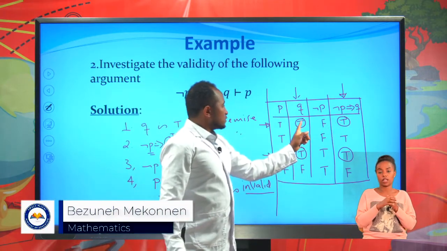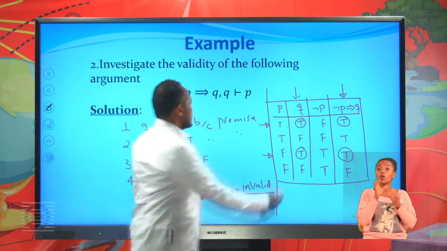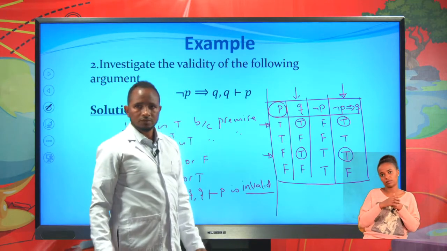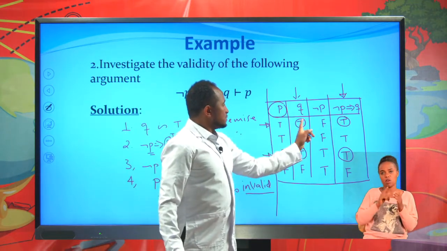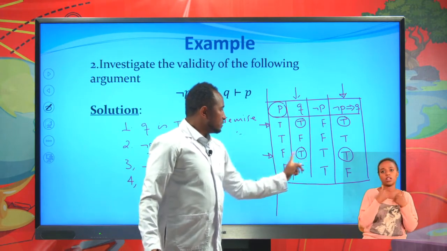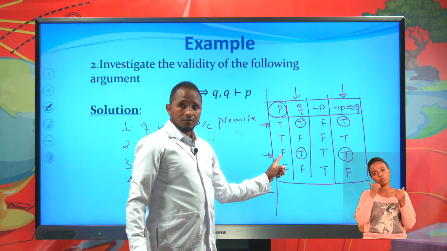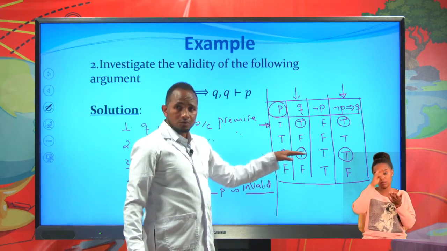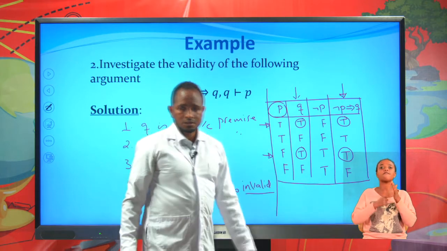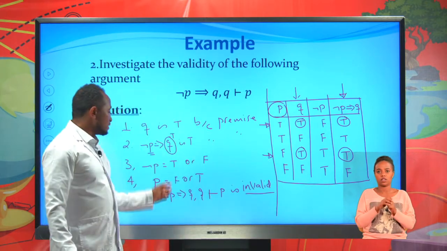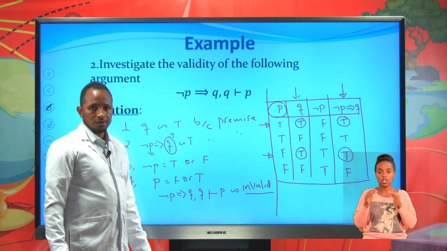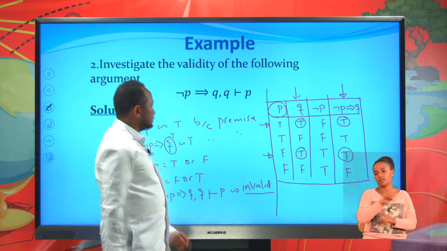Whenever the premises are true, what's our conclusion here? Our conclusion is P. Our conclusion is this column. In the first row, whenever the premises are true, the conclusion is true here. In the third row, whenever the premises are true, it's not true here. Because of this row, this statement is invalid. Therefore, the argument negation of P implies Q, Q gives you P is invalid. Now let's continue to the other part.